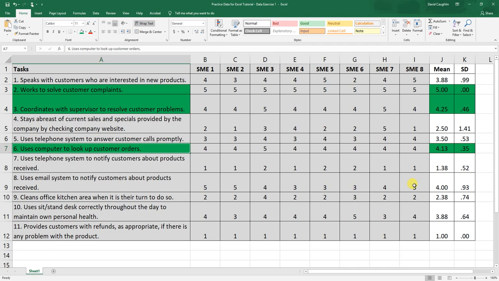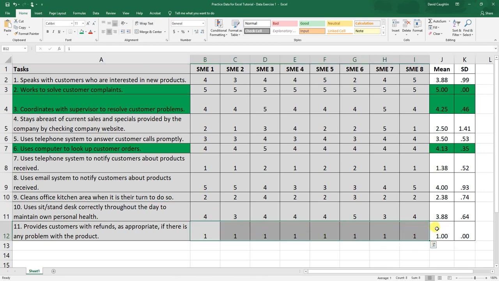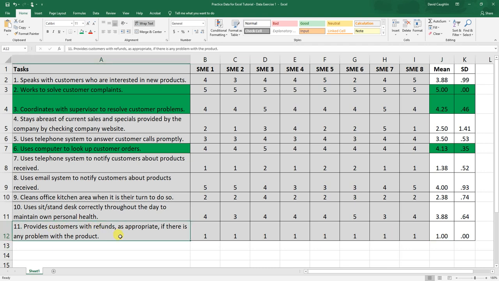Now, let's say we want to find the 3 tasks that we think are least critical and potentially tasks that we want to remove. We'd remove them from the subsequent processes and steps within the task-KSAO analysis, which means they would also likely be excluded from any job description that would result from these data. Okay, so let's now think about the other end. Look down here. You can see this right off visually if we're just scanning the raw data, but we get a quick summary in the descriptive statistic of the mean. We see task number 11, provides customers with refunds as appropriate if there's any problem with the product, has a mean of 1, which indicates that this is the lowest possible average rating you could have on this 1 to 5 scale.